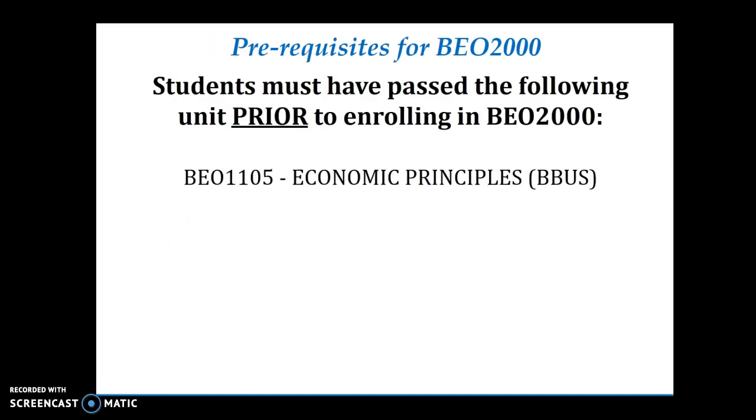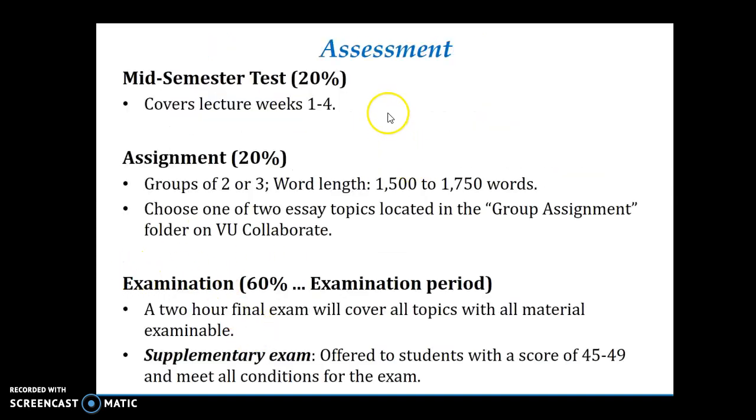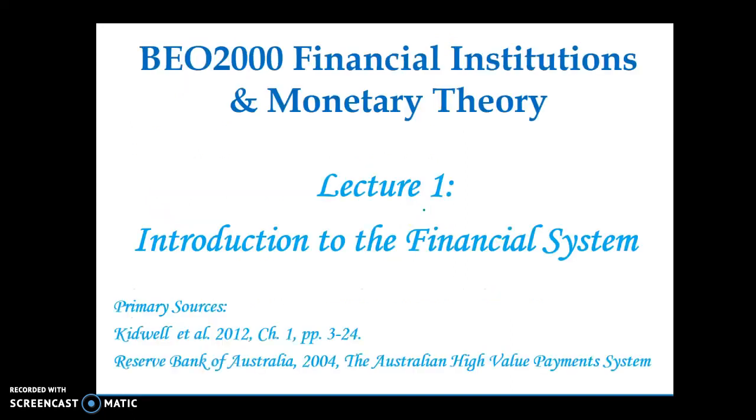Let's go right into chapter 1. You can see that for this course, the midterm test is 20%, the assignment is another 20%, and your final examination is 60%. Please take note that the dates for your midterm test and your assignment have been uploaded into your e-learn. The particular topic for chapter 1 is the introduction to the financial system.